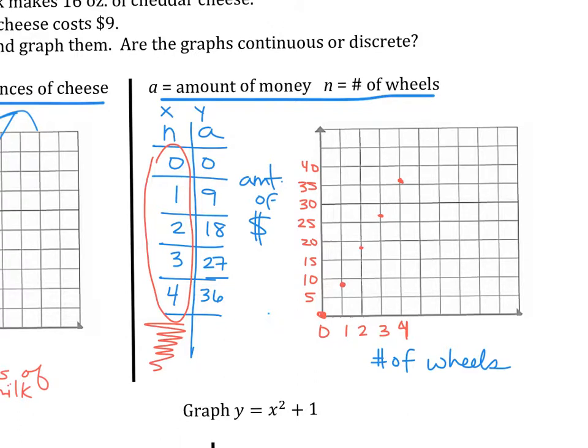No, you buy it by the wheel, right? I have 1 wheel of cheese or 2 wheels of cheese. You don't go in and say, oh, my family's not going to eat all that cheese, I'm just going to cut this little corner off of it and take that, okay? We don't do that in the store. Therefore, this one is a discrete graph. We're not going to draw the lines in because you can only buy whole wheels, okay? Good on that?